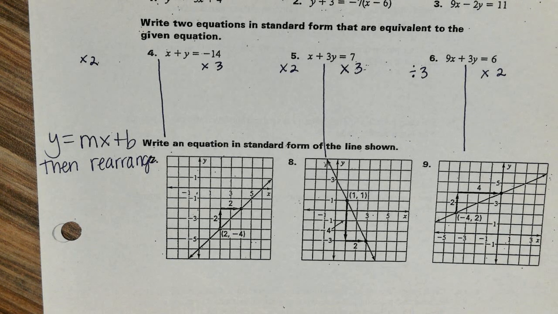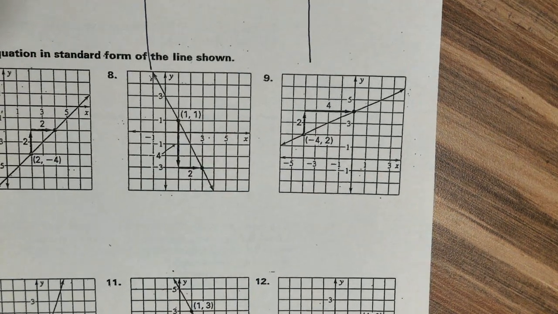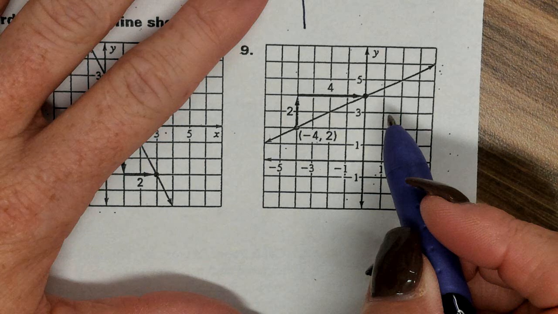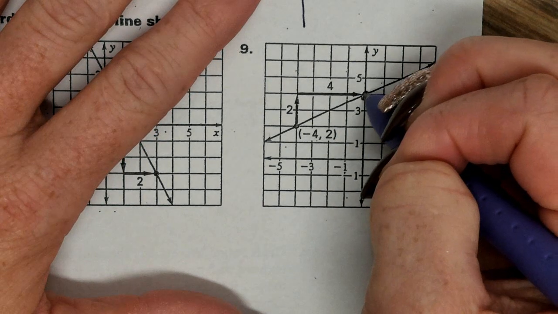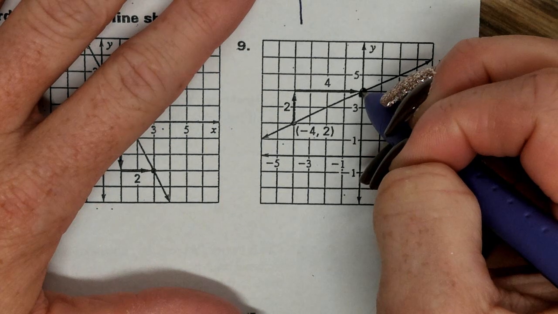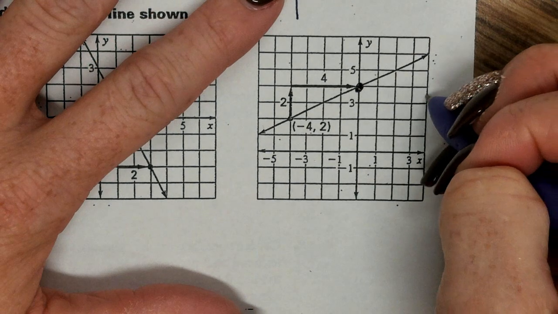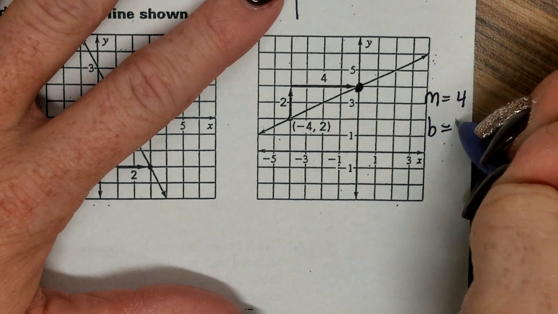I am going to do number 9 with you. And the reason is it's going to give you a fraction, and I want to talk to you about how to get rid of a fraction. So let's go do number 9. All right, this is a good graph, so we can use M and B. What is the y-intercept right here? It's at 4. Does everybody agree? So the B is 4.